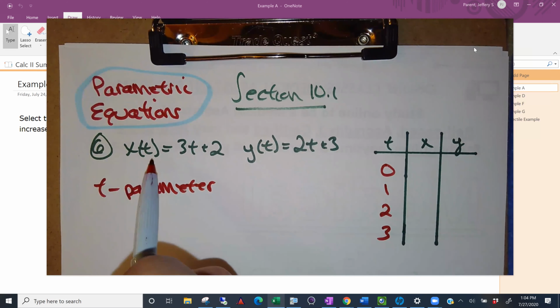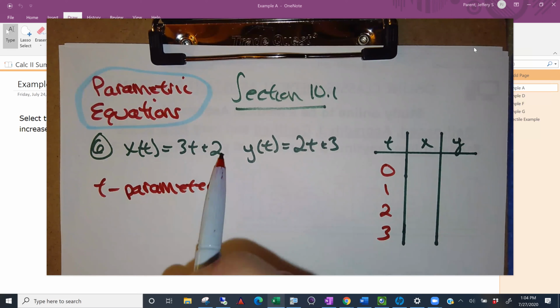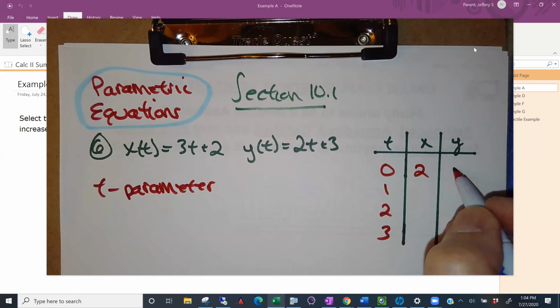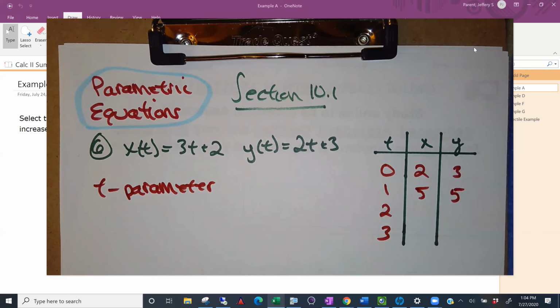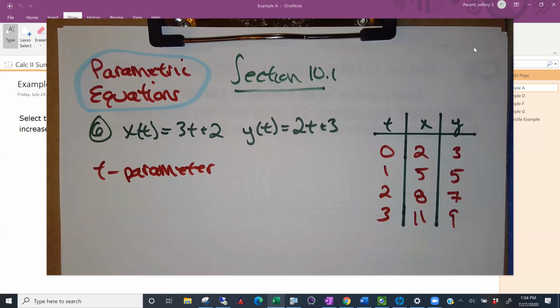So if we plug those in, 0 for t gives me 2 for x and 3 for y. And then plugging in a 1, I get 5 for x and 5 for y. And so on. And you can keep on plugging these in. Continue on, plugging in a 2, I get 8 and 7, and then 11, and it's going to go up by the slope, so it'll be 2, etc. So it's a different way to generate pairs of points. They're both based on t.